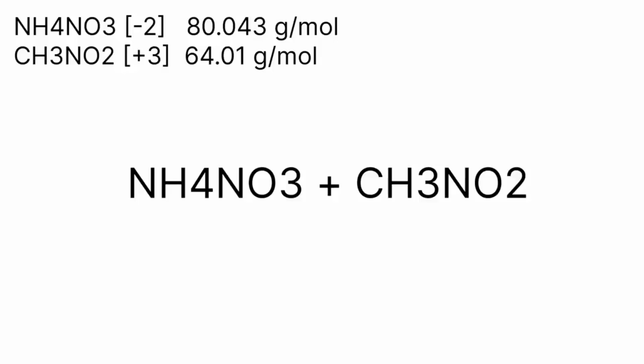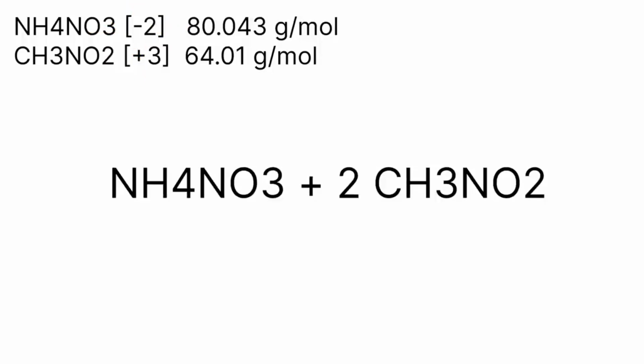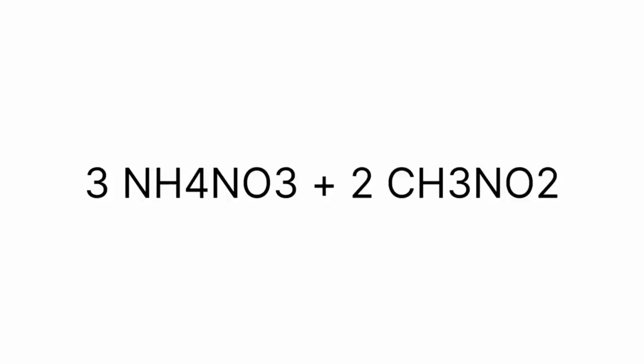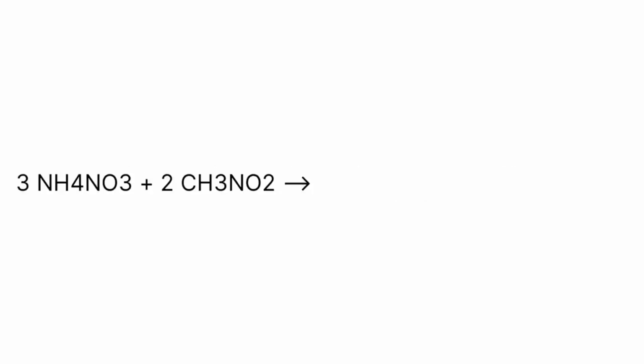Between these two numbers, the -2 and the +3, we would want to find the lowest factors. 2 and 3 are already at the lowest factor. Now we're going to plug in the left side of our equation, the reactant side. We take that -2 from the ammonium nitrate and put that on the fuel, and we take the +3 from the nitromethane and put the 3 on ammonium nitrate. So the left side of the equation is 3 ammonium nitrates and 2 nitromethanes. That's 3 NH4NO3 plus 2 CH3NO2.